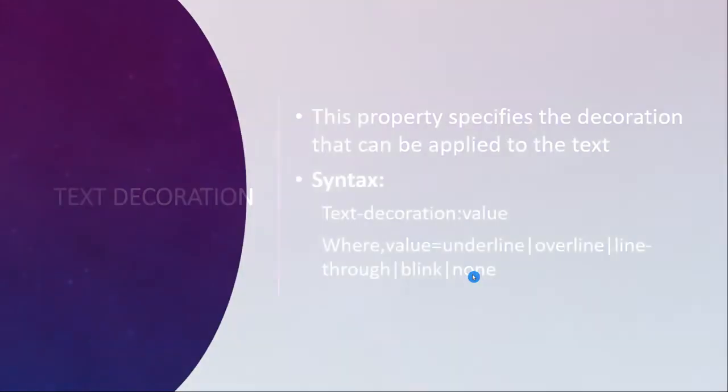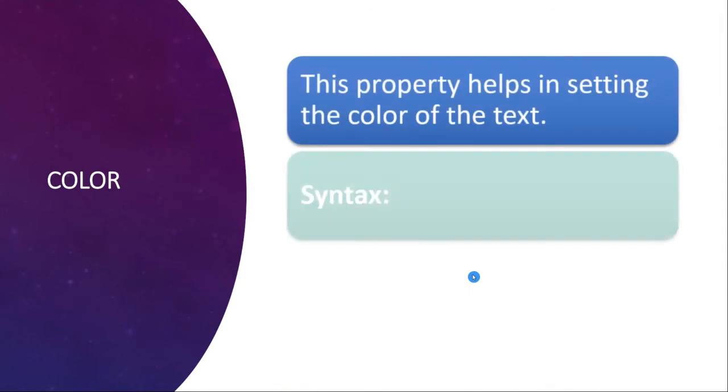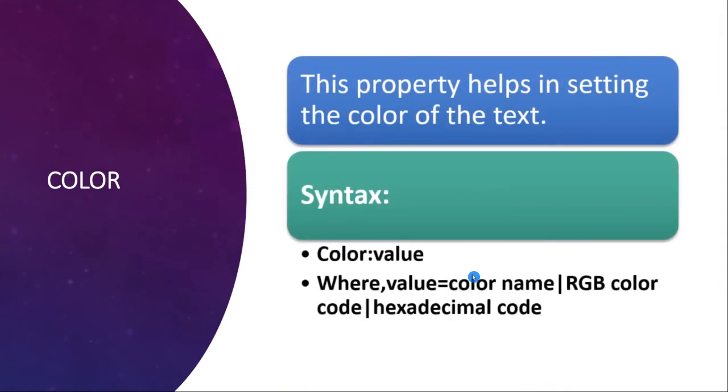Next we are going to see about the color of text. So setting the color of the text, syntax for this is color colon value. The value can be a color name, or you can give an RGB color code, or you can even give a hexadecimal color code. Just like how we applied the font attribute, same here: color name, RGB color code, or hexadecimal color code. In these 3 you can give any one in the place of value. So this is text color.